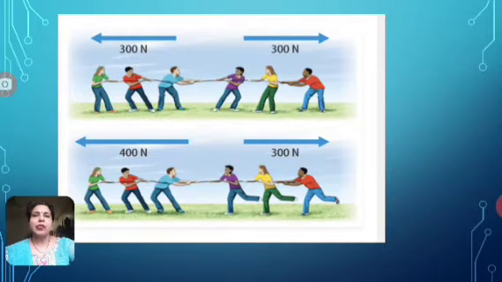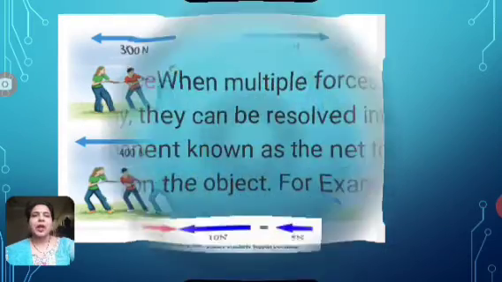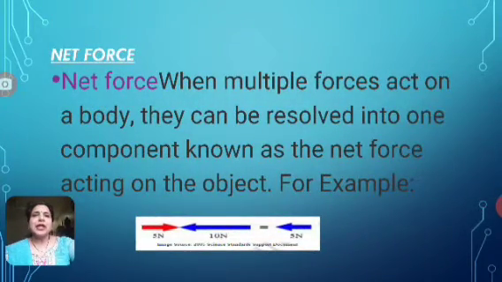You can understand balanced and unbalanced force with this example. Here in tug of war, both the teams are pulling the rope with the same force in the first figure, so the net force is zero. And in the second figure, the left-hand side team is pulling the rope with more force, so the net force is 100 Newton towards the left side.